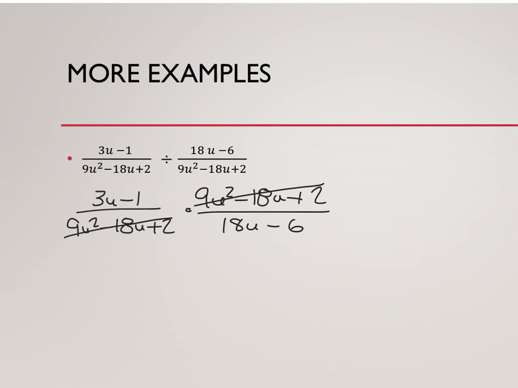The 18u minus 6, I could take a 3 out of that. Actually, I could take a 6 out of that. I'd be left with 3u minus 1. And your 3u minus 1s would cross cancel. I'm left with 6 on the bottom, so my answer would be 1 over 6.